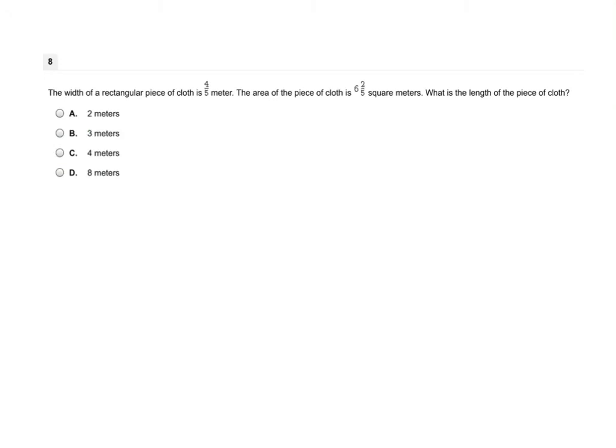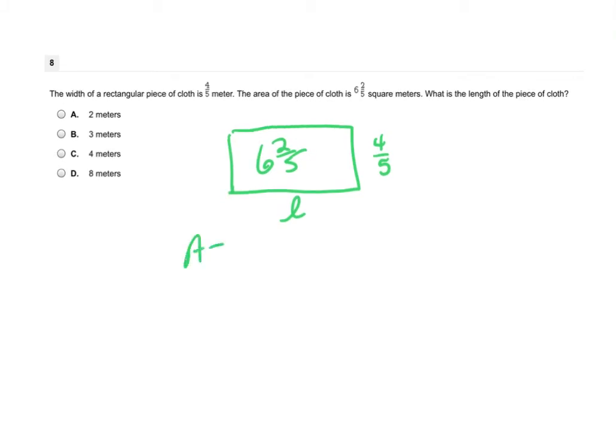The width of a rectangular piece of cloth is 4/5 of a meter. So the width is 4/5. The area of the cloth is 6 2/5 square meters. What is the length of the cloth? So to find the length, I have to take the area divided by the width. So the area is 6 2/5. I'm going to divide by 4/5.